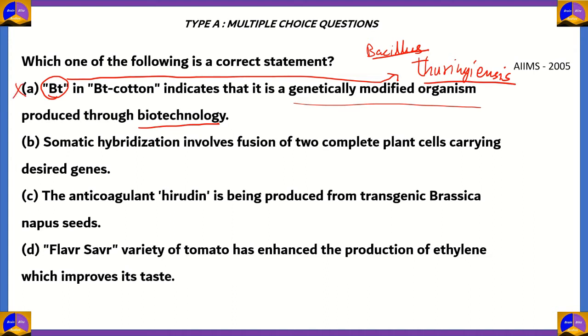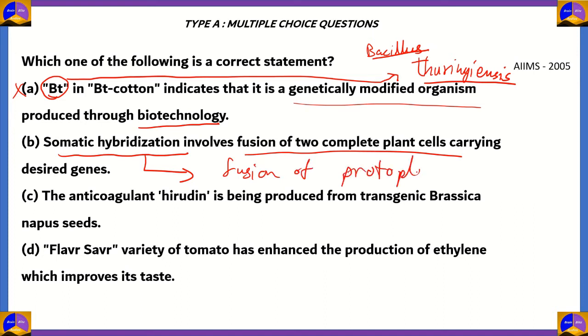If you look at option B, somatic hybridization involves fusion of two complete plant cells containing desired genes. In somatic hybridization, you only have fusion of protoplasts. So protoplast is basically everything in the cell except the cell wall. So therefore option B is incorrect because it's saying two complete plant cells. The cell wall does not get involved in fusion. So option B is incorrect.